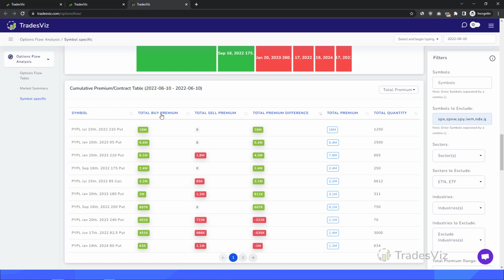Cumulative premium by contract is going to tell you, for this particular contract, what the total buy or sell premium is. For example, let's say the total premium for the 20th Jan next year 250 put is 19 million. Is that split evenly? No, that's not split evenly. Sell premium has been pretty darn high.